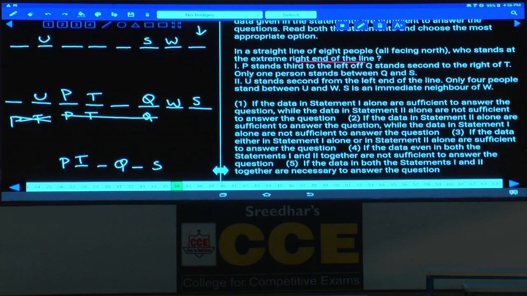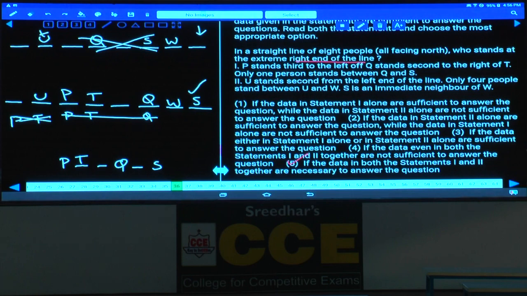Then coming to this one, then P be here. If S is here, Q will be here. If Q is here, T and U must be in the same place, which is not possible. And this case is also ruled out. Then finally we are left with what? Only S. Then who is seated at the extreme right end of the line? Yes. Then what is your answer here? Both the statements are required to get the answer. Both the statements, choice 5.